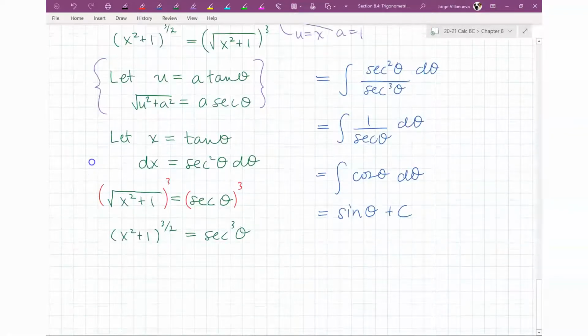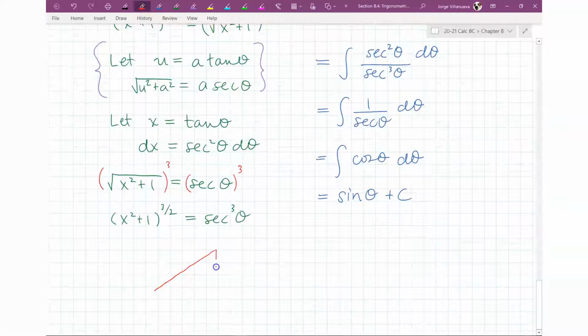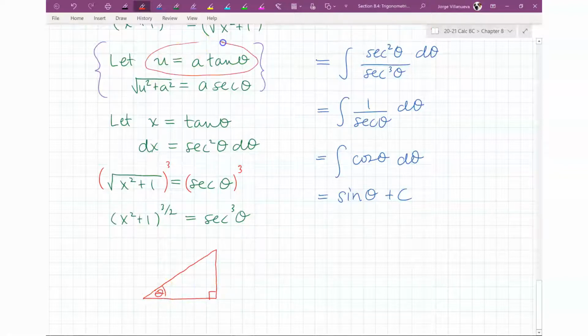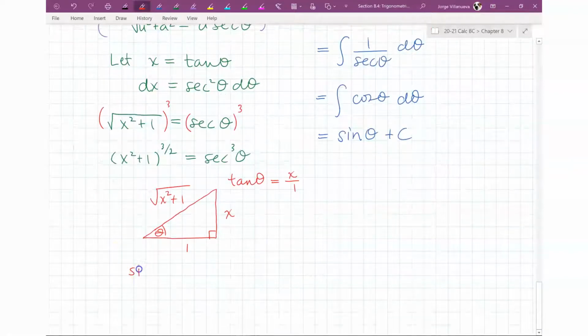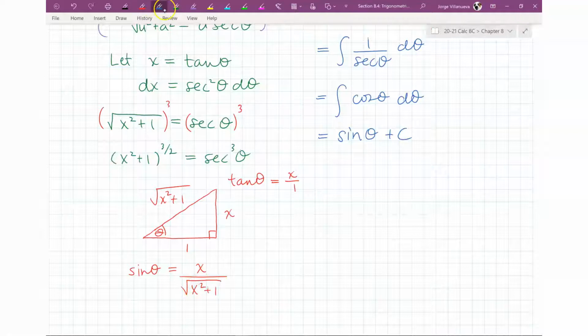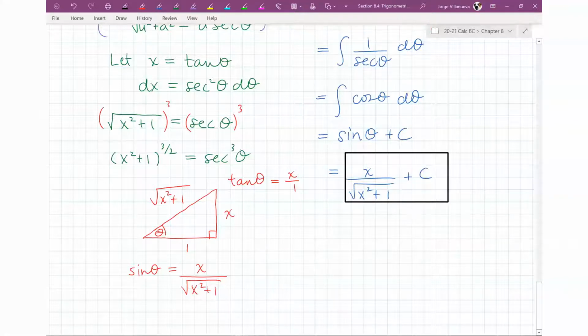So now to figure out what sine of theta is, I'm going to build my triangle. Remember, according to this definition, tangent of theta is u over a. Tangent of theta is x over 1. So this is x, this is 1, so that's the square root of x squared plus 1. So sine of theta is equal to x over the square root of x squared plus 1. I don't care if there's a square root on the bottom. That's perfectly okay. Remember, that's just something we make you do at first to practice rationalizing, but once you know how to do it, we don't force it on you. So there's my answer for that problem.